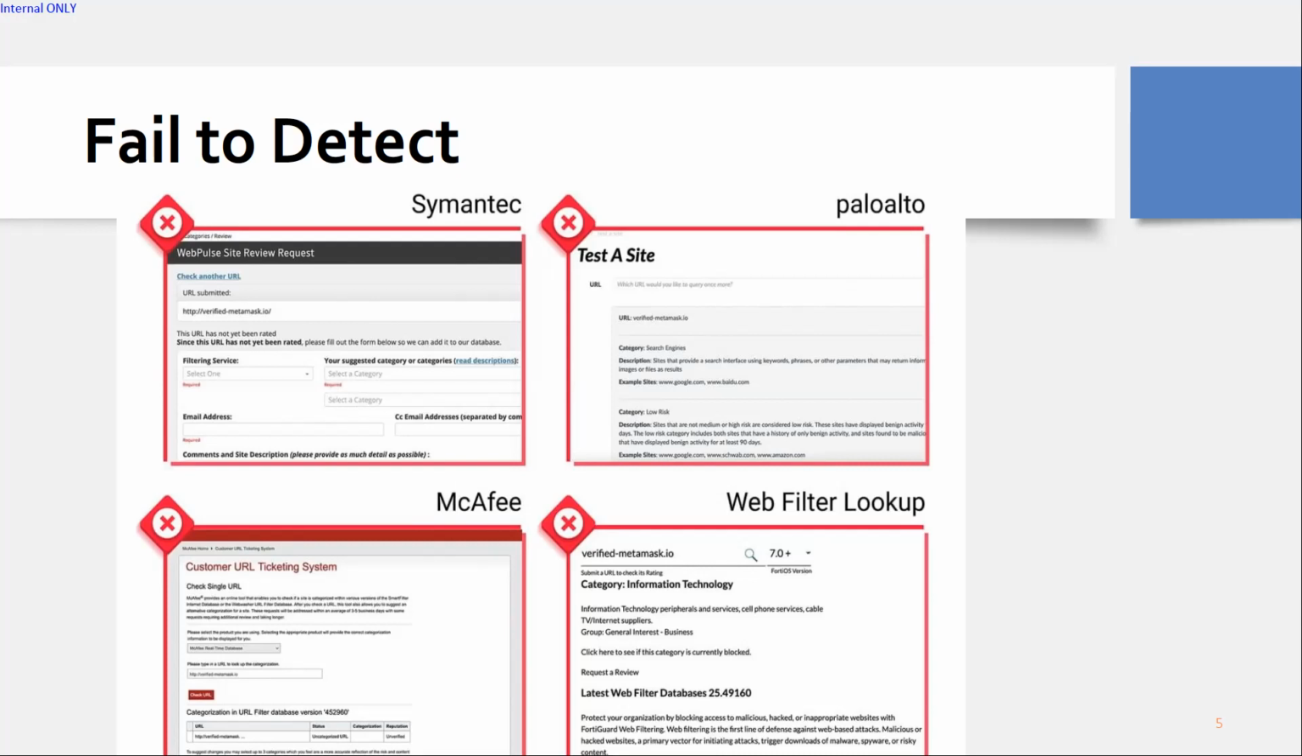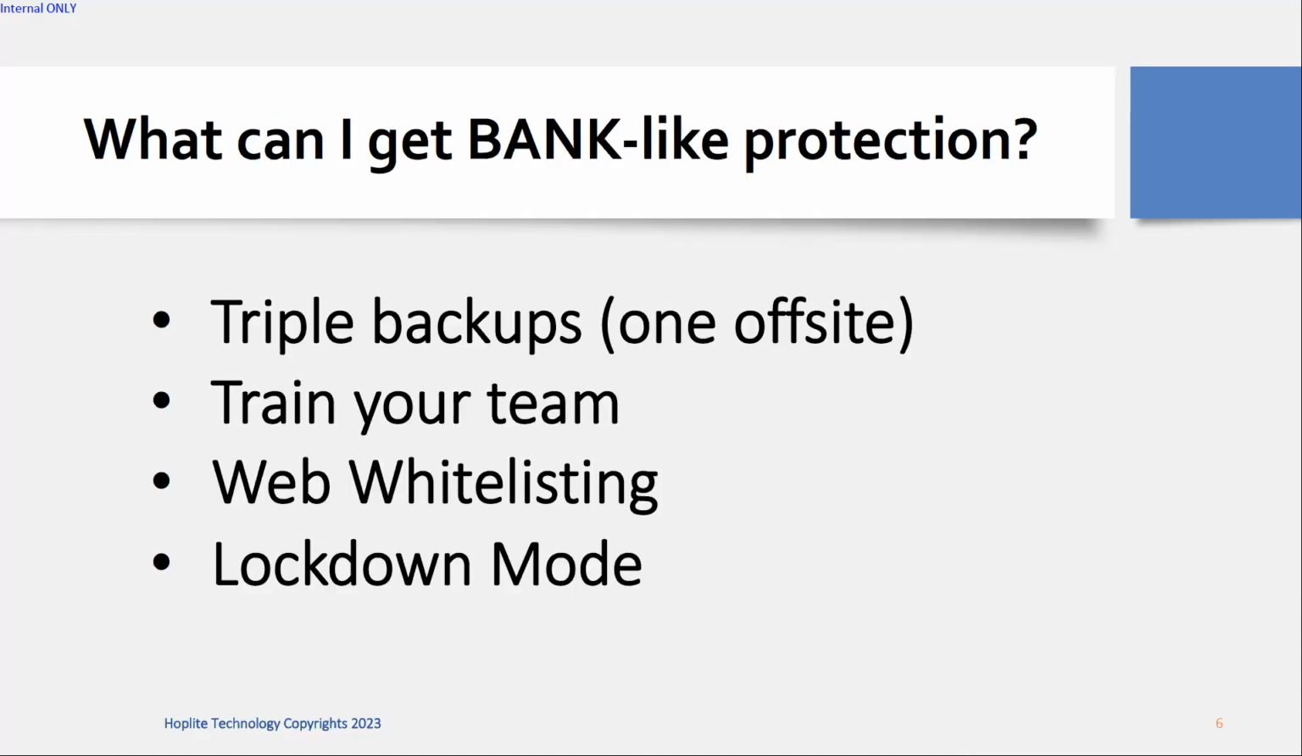So we need to look at how banks use their technology, and how you can follow the banks' best practices to protect yourselves. I was in a bank for almost 10 years, working in security, cybersecurity and IT security. The first thing that most banks do, and nowadays regulators may require every bank to do, is have a triple backup, meaning you must have a backup that is offsite and offline.